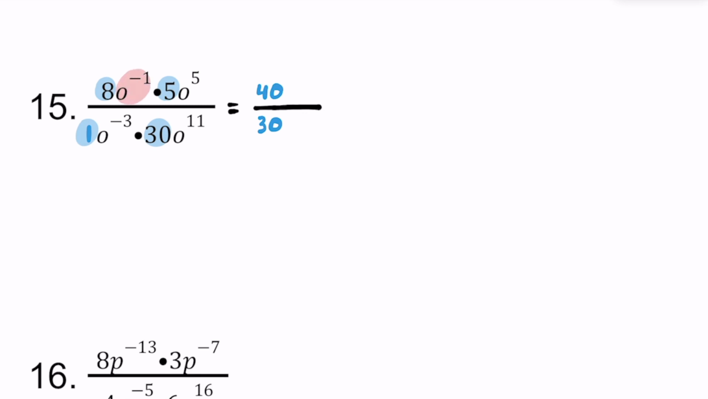And then using our product property, we have O to the negative 1st power times O to the 5th power. Our product property says we can add these exponents. So negative 1 plus 5 is going to be a positive 4. So we're going to write O, kind of like a cursive O, to the 4th power. That's going to be on top. And then on the bottom we have O to the negative 3rd power times O to the 11th power. We can use that product property and add negative 3 plus 11, and that's going to be 8. So it's going to be O to the positive 8th power.